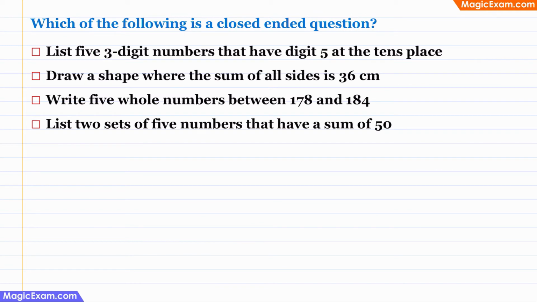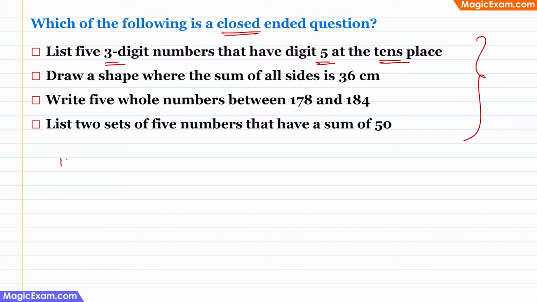Which of the following is a close-ended question? Now, you just have to remember what is an open-ended question and what is a close-ended question. If a question has only one answer, that is a close-ended question. If a question can have many correct answers, then that is an open-ended question. So when we look at the given options, the first one says list 5 3-digit numbers that have the digit 5 at the tens place.